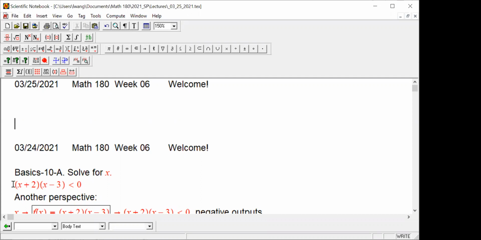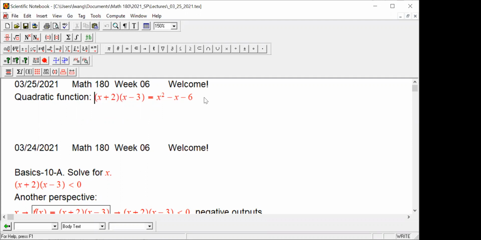Obviously, x plus 2 times x minus 3 is a quadratic, right? We solve this inequality, but we also see this as a function. And this function actually is a quadratic function. Okay, this is a quadratic function.